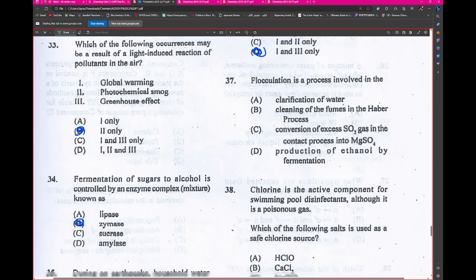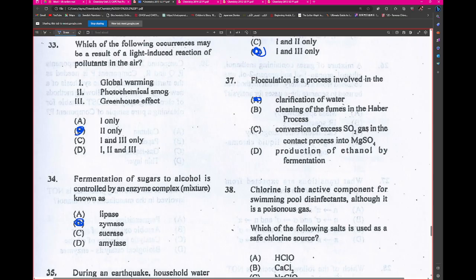Flocculation is a process involved in the... What's flocculation? I haven't seen this word in a while. I put A. Go ahead. I put A. What is flocculate? I remember Googling it and I remember putting A. Okay, alright. But I remember Googling it. I mean, it is true. Alright, so we have that there.